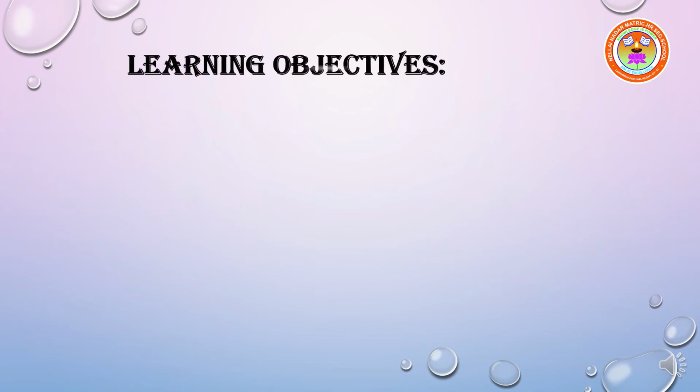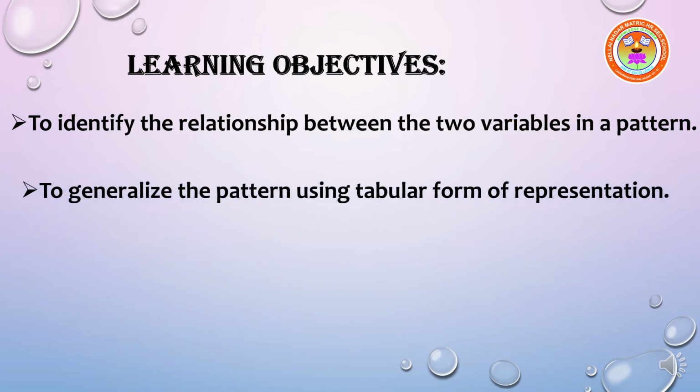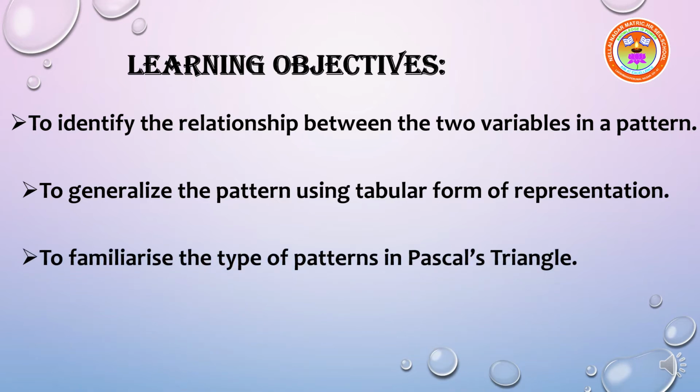First, let us look at the learning objectives for this chapter. First, we are going to identify the relationship between the two variables in a given pattern. Next, to generalize the pattern using tabular form of representation. And to familiarize the types of patterns in Pascal's triangle.